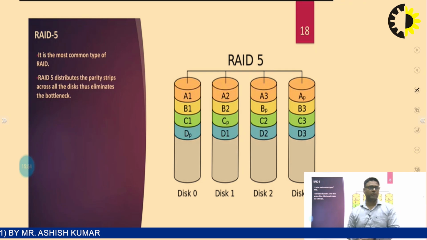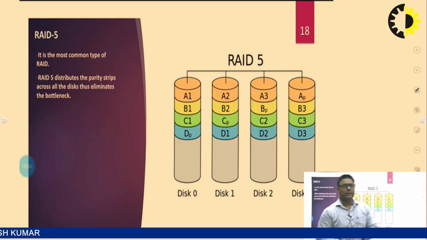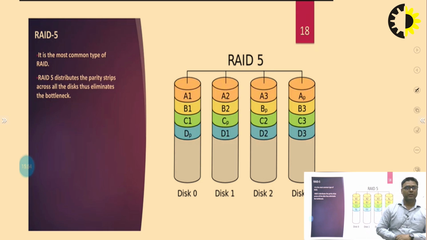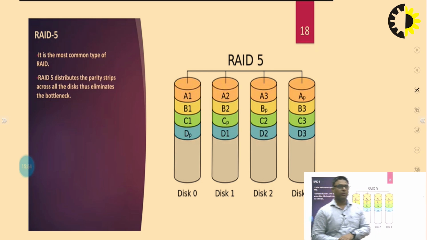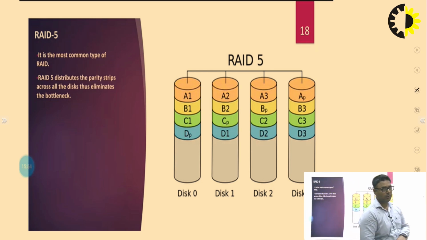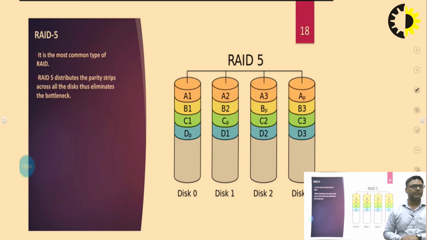So the RAID 4 problem is resolved in RAID 5. Basically in RAID 5, the parity values are distributed across different disks: parity of A, parity of C, parity of B. You can see in the picture that parity is stored in different disks. So in that case, utilization of disk is very fast, data security is good, and efficiency of disk is high. This is the main advantage of RAID 5.